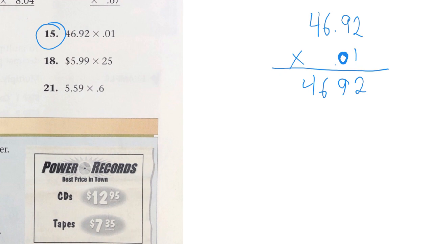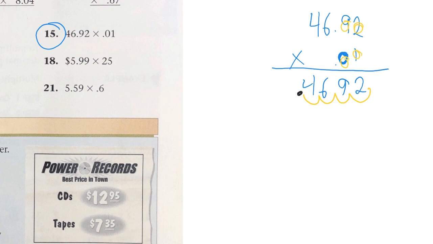We have to count up the decimal places. There is 1, 2, 3, 4 places to move. So starting to the right, we go 1, 2, 3, 4. And then we put the decimal there. So we have 4,692 10,000ths.